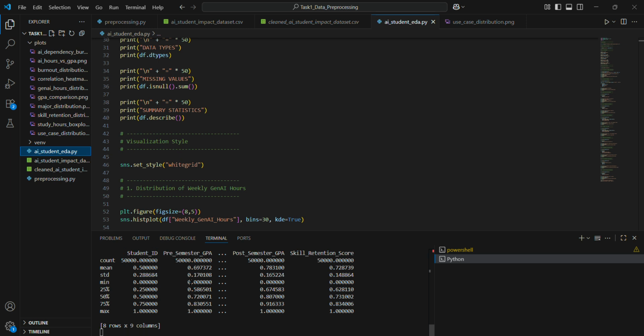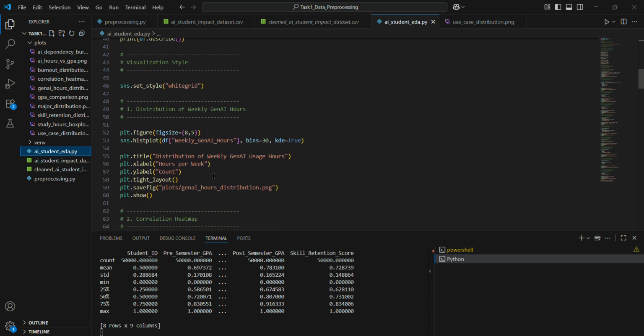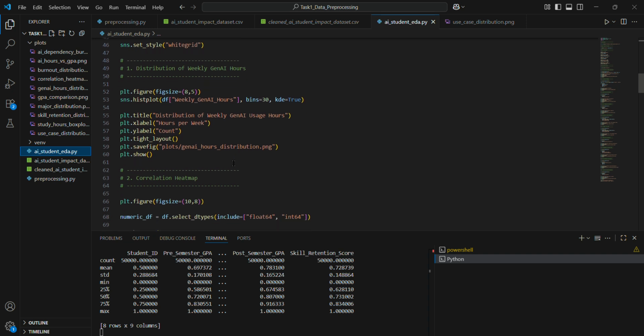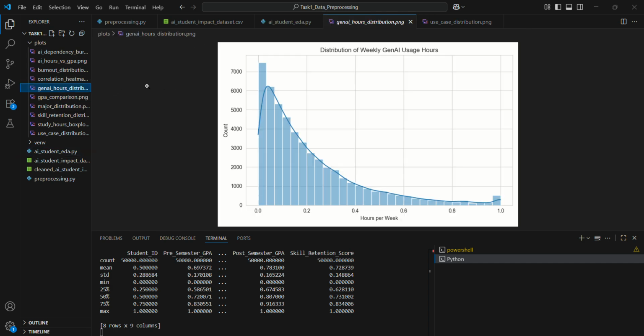And when we run this program, we also get various plots, right? And we have all these plots in white grid. So the first plot we get here is our distribution of weekly Gen AI hours. And here we will have the Gen AI hours distribution plot.